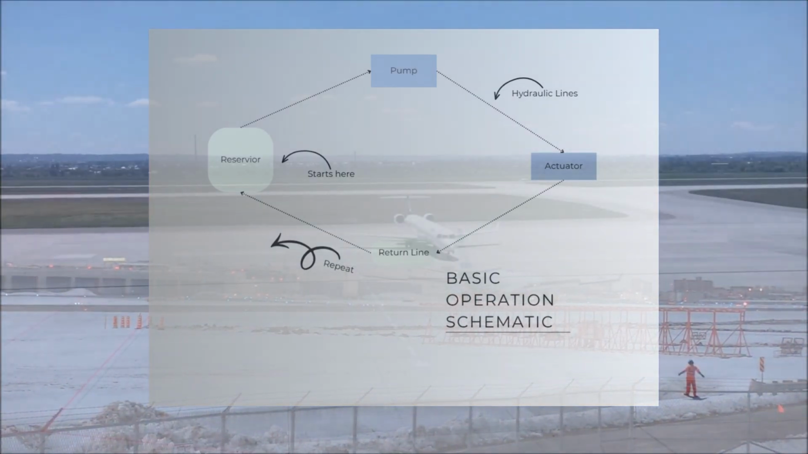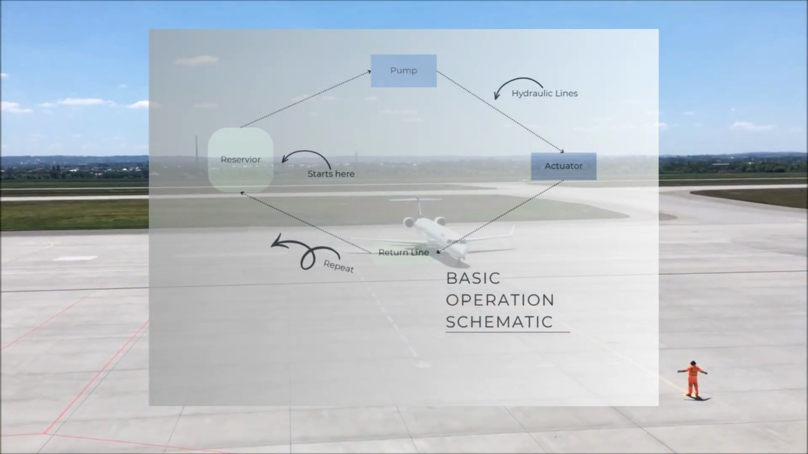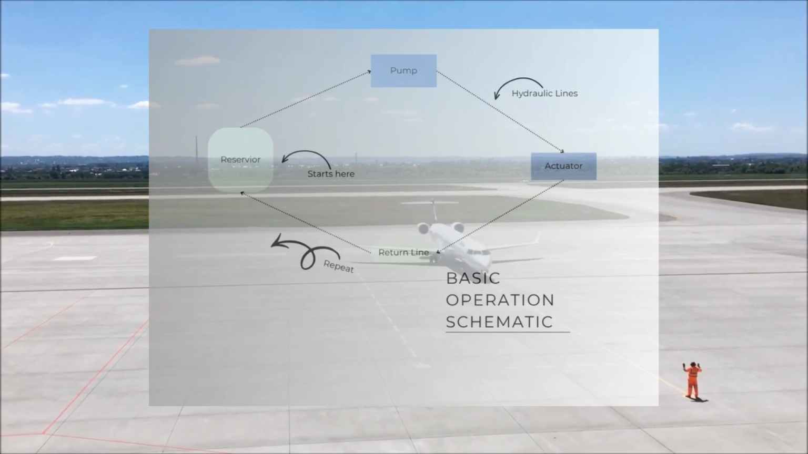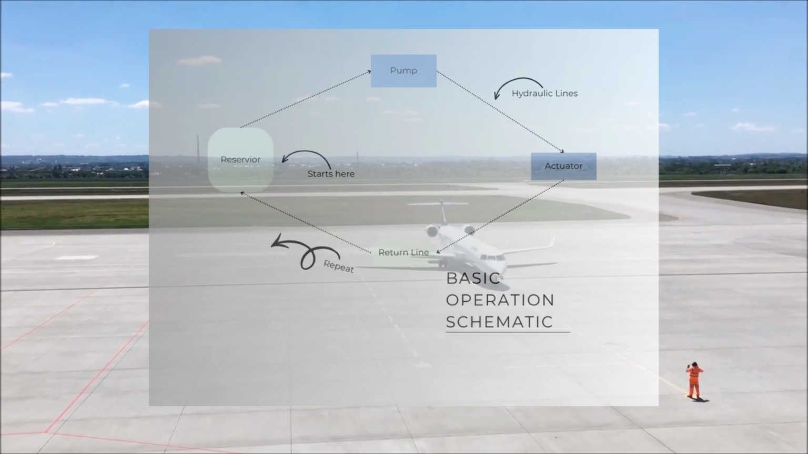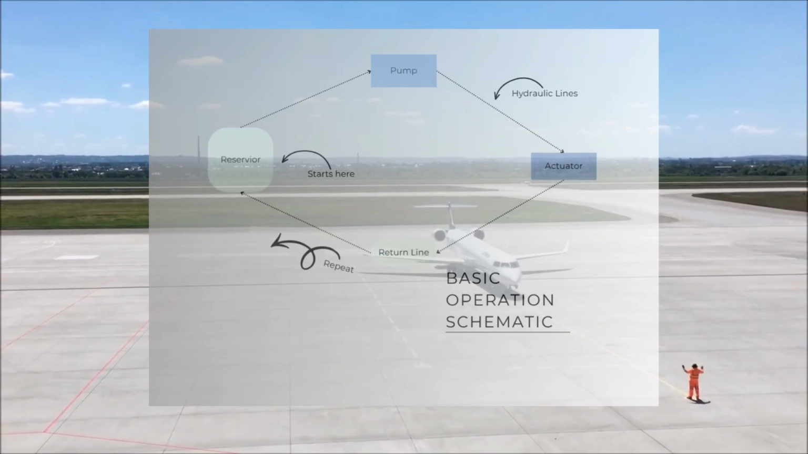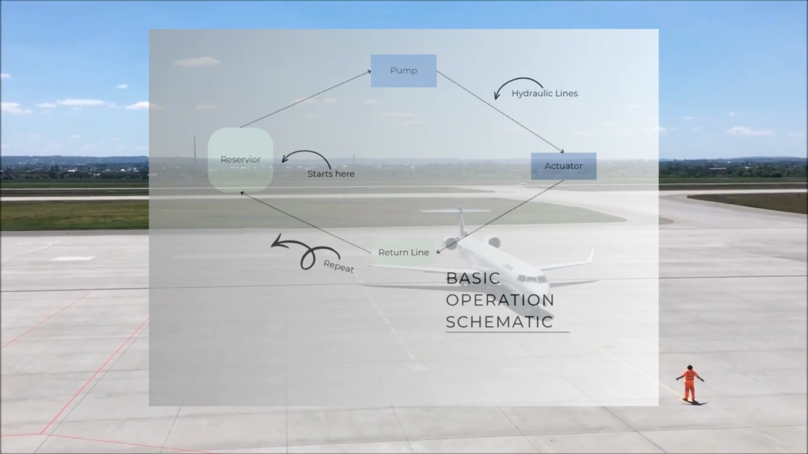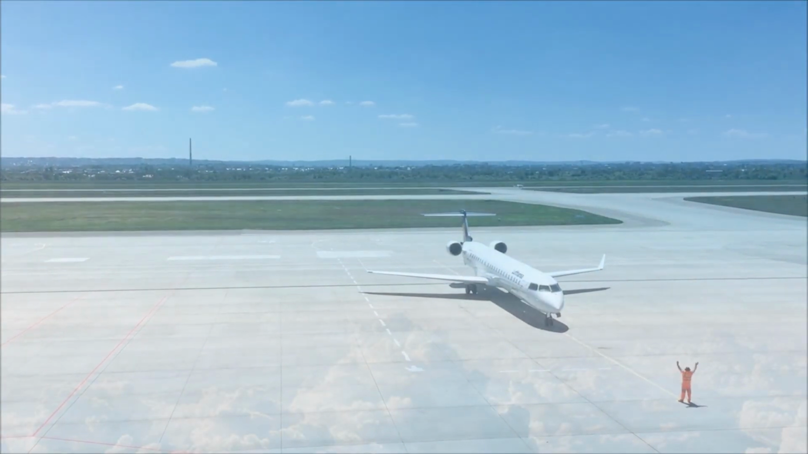Here's the core idea you need to understand. When you apply a small force in one place, it creates a much larger force somewhere else. This is possible because liquids cannot be compressed easily. The pressure you create gets transferred through the system.